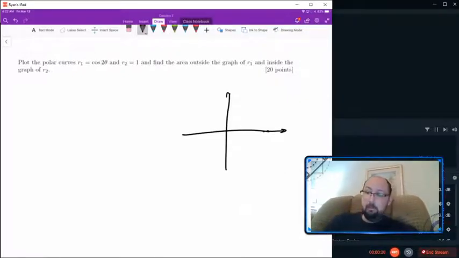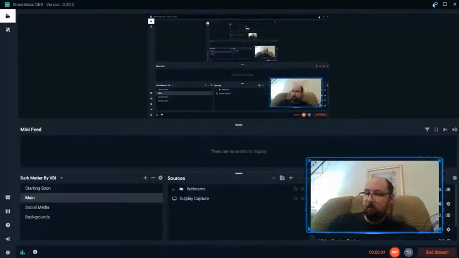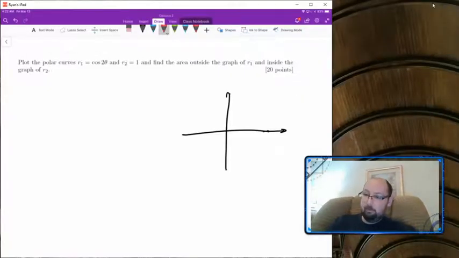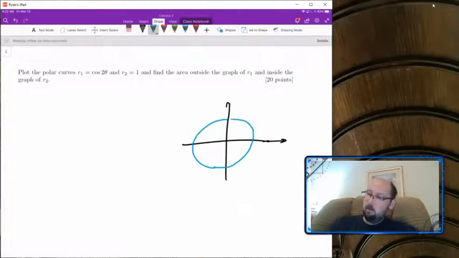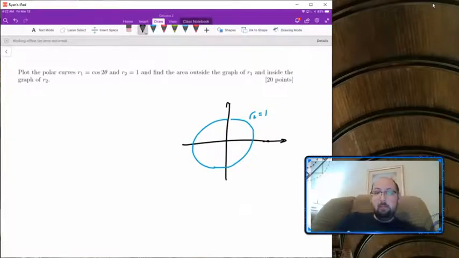R2 is very easy. Its polar expression is just r2 equals 1, so it's all the points that have radius 1. So it'll be a circle of radius 1. Now what's more complicated is drawing the graph of r1 equals cosine of 2 theta.